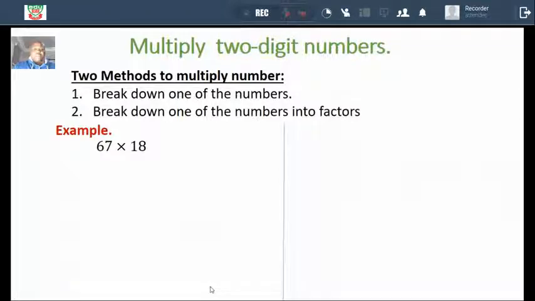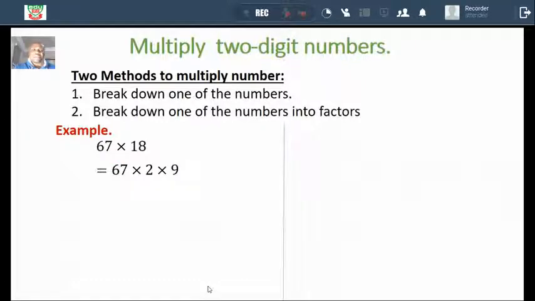Okay, now let's look at this. Let's chop down this 18 into factors. Remember how you get factors? We cannot use 1 because it will still remain 18. Then let's use 2. What is 18 divided by 2? 9. So it means 2 and 9 are the factors of 18. Now we can use these factors and replace them in place of 18. Now we're going to have 67 times 2 times 9.